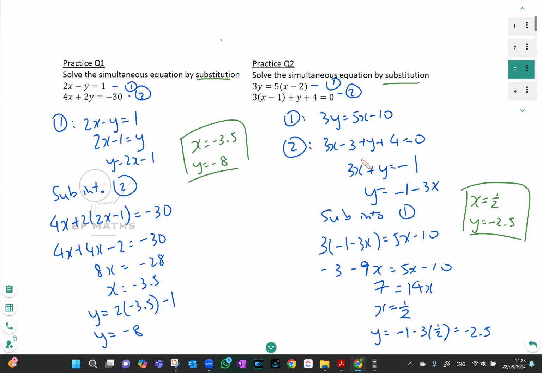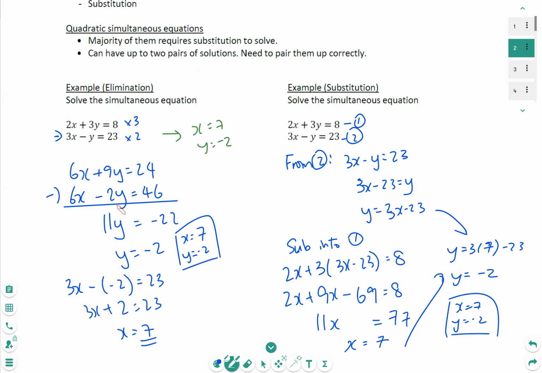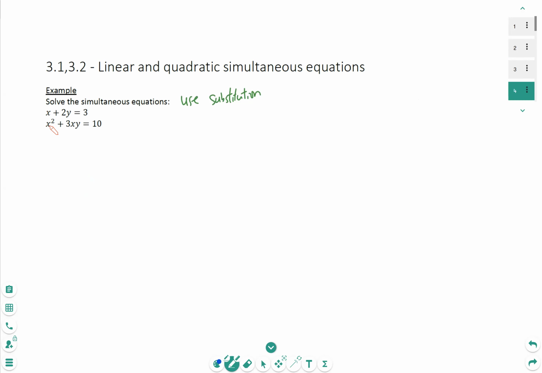Right, next one, we move on to quadratic ones where the power of x is no longer just 1, and you can see there are terms multiplied together. This is where the calculator won't work. Okay, so to solve this equation, we're going to use substitution. We can only use substitution. Elimination won't work anymore, because for elimination to work, you must have the variables line up properly. But here you can't really line up the variables. So in here, I'm going to call this equation 1, equation 2.